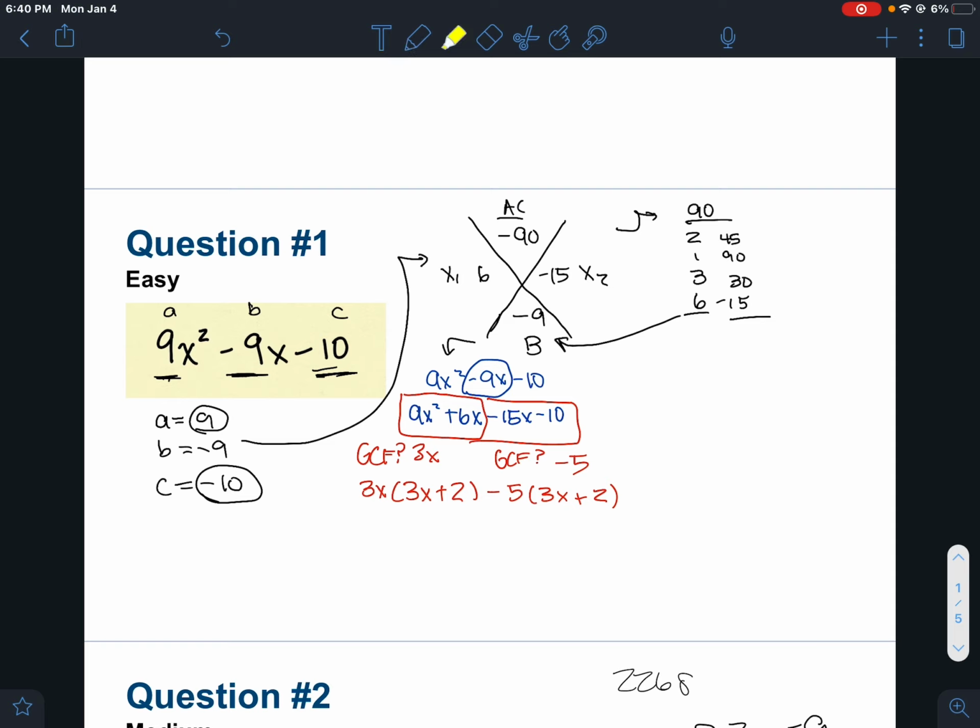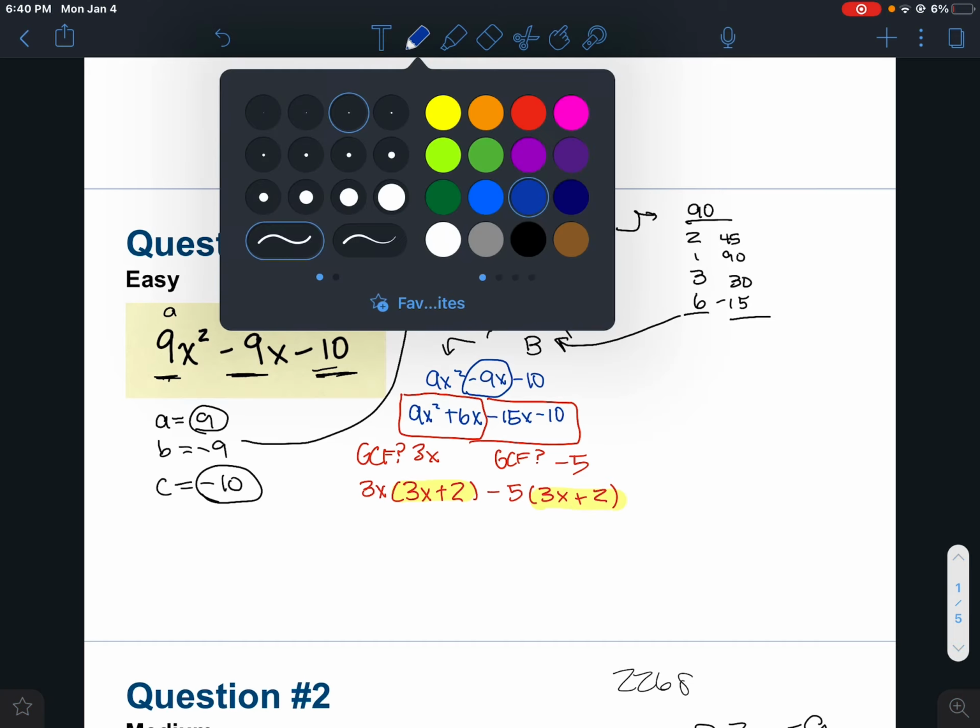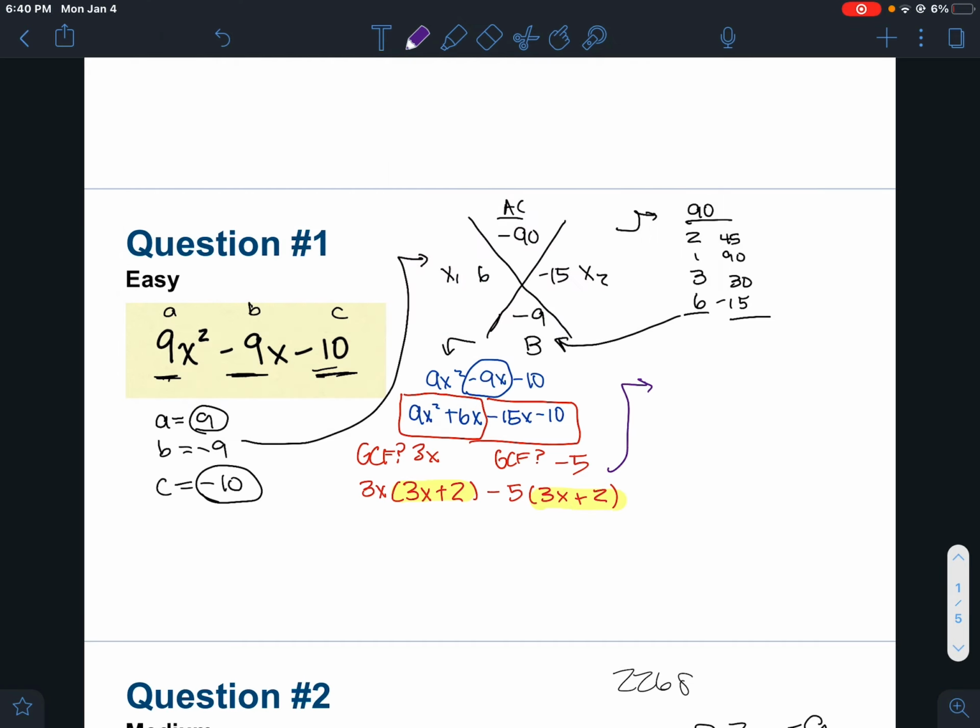And you can see that if you did it right, you're going to notice that these parentheses are the same. You see 3x plus 2, 3x plus 2. So we're going to go ahead and combine these. If those two terms are the same, then you did it right, and you just want to add them together. It's going to be 3x plus 2. And then for the next parentheses, you want to get the 3x right here and this negative 5, and that's going to be its own parentheses. And that will show you 3x plus 2, 3x minus 5.